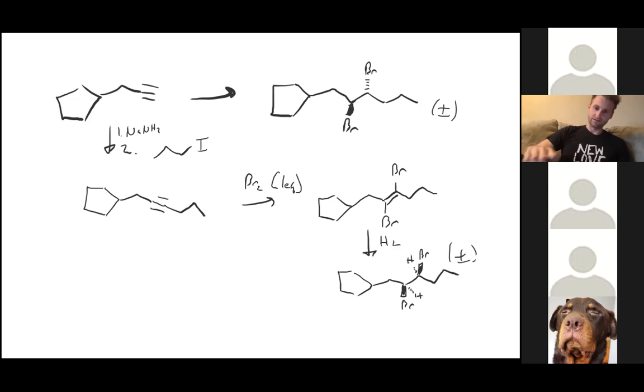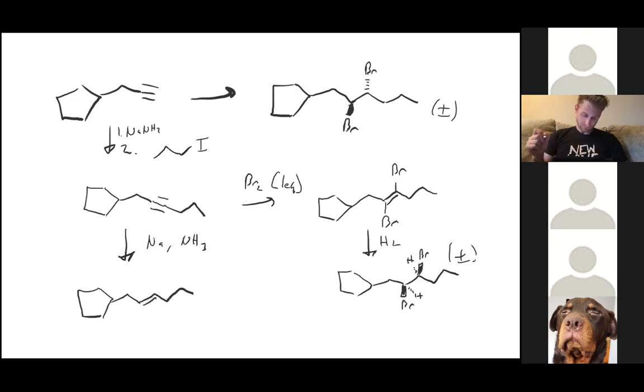So in order to get the stereochemistry we want, we're going to want this to be in a trans configuration. So adding in Na, sorry, NH3 here can give us a trans double bond, which we can then throw in Br2 to get to our product correctly.